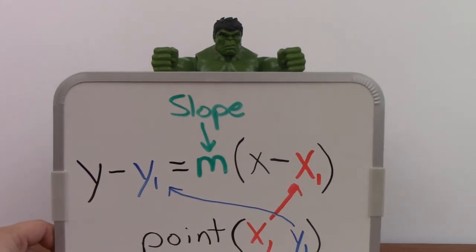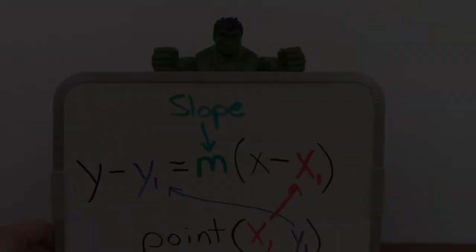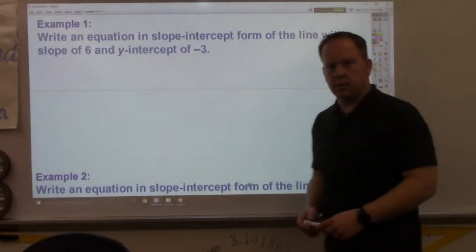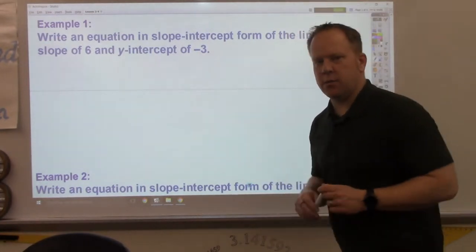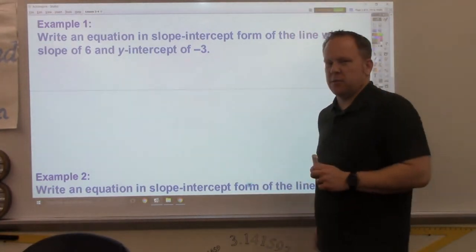Thanks Hulk for the quick refresher. Thank you Hulk for that amazing review on equations of a line. Now, let's take what he reminded us of and put it to practice with some problems.